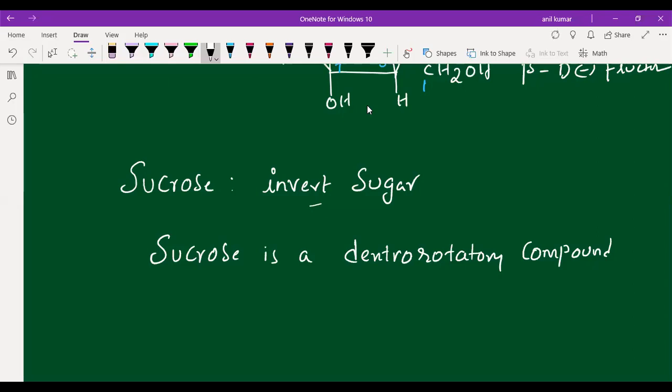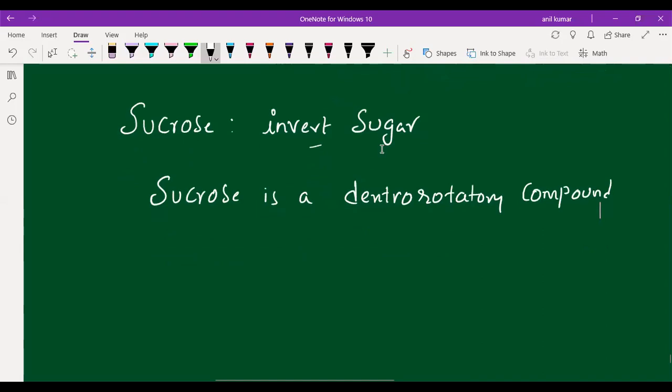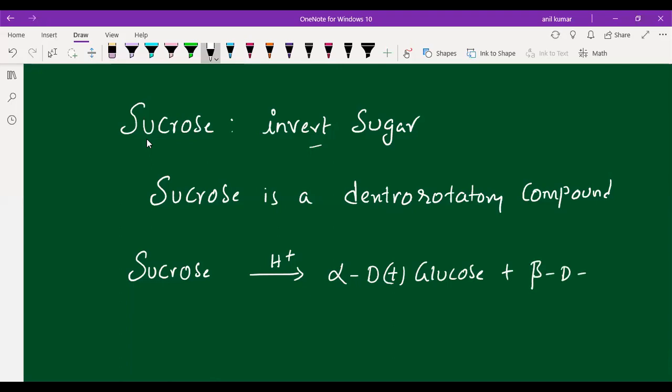Now, we are doing the hydrolysis of sucrose. When we do the hydrolysis of sucrose, what are we going to get, students? We are going to get glucose and fructose. Or you can write it completely: sucrose on hydrolysis gives alpha D plus glucose plus beta D minus fructose.